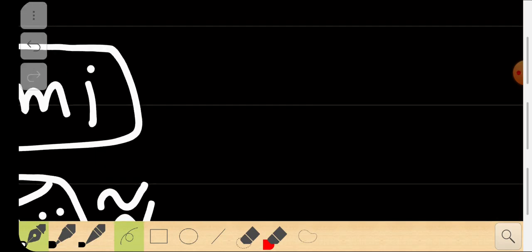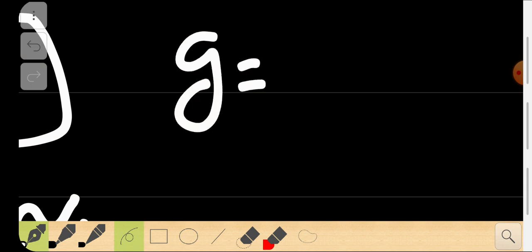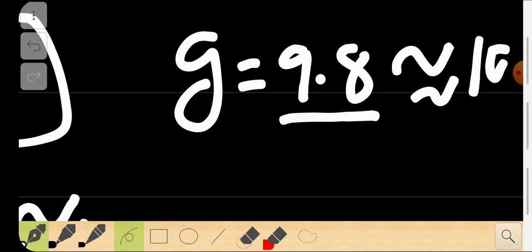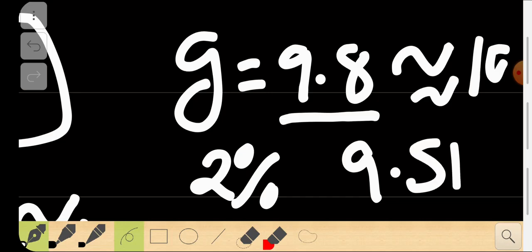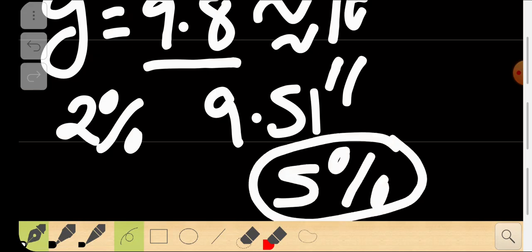For an example, you use it in the case of acceleration due to gravity, which is 9.8. So you approximate it to 10. With that approximation, you can see that the percentage of uncertainty within this value is less than 2%. You can go as far as 9.51 and still approximate this value to be equal to 10. That's well within 5% error. So this is kind of a limiting factor that you use daily in your calculations.